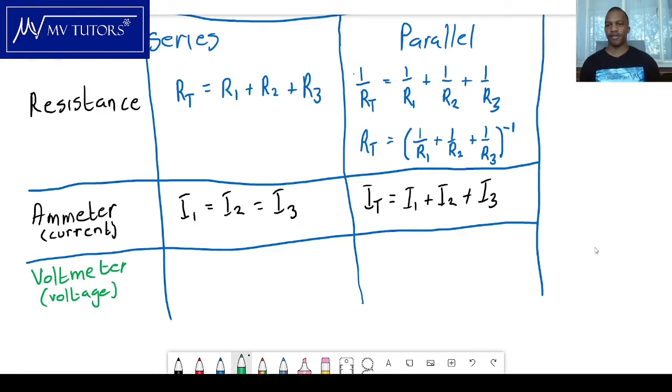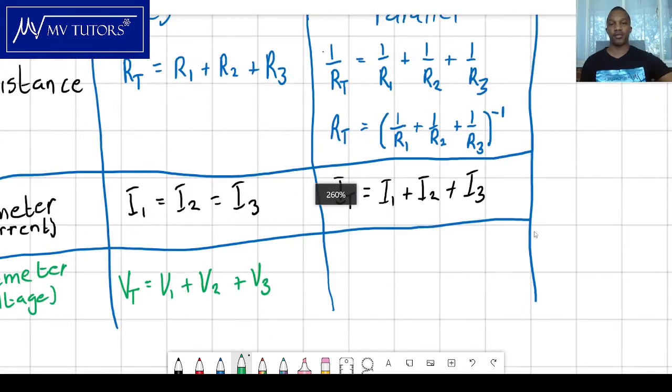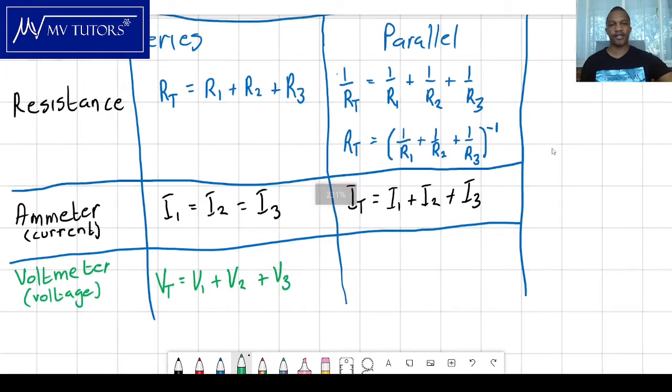So voltage under series, what happens to the voltage? Well, we have a total voltage, and it equals V1 plus V2 plus V3. Now let's go explore why it is like that.